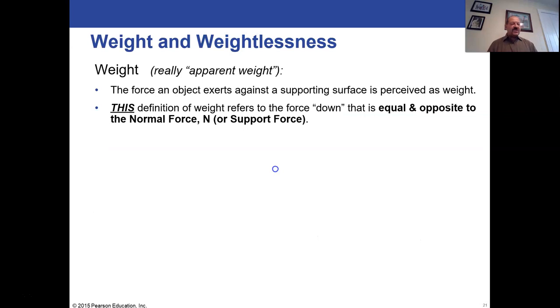So weight. Let's talk about weight and weightlessness. But now we're going to talk about not your true weight. This is more your apparent weight, the weight that you actually feel that you are exerting on the surface of whatever you're standing on or whatever the object is sitting on.